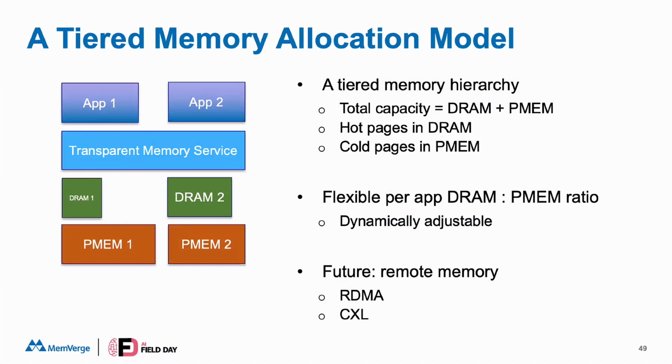So to be more specific, memory machine offers a tiered memory allocation model. By tiered memory hierarchy, I mean that the application sees a total memory capacity that equals the DRAM capacity plus the PMEM capacity. And also, our memory machine monitors the memory access patterns and tries to put all the hot pages and hot accesses into the DRAM and put very cold accesses to the persistent memory to still offer better performance. Meanwhile, because we're using DRAM and PMEM, we also offer the users the option to actually allow.